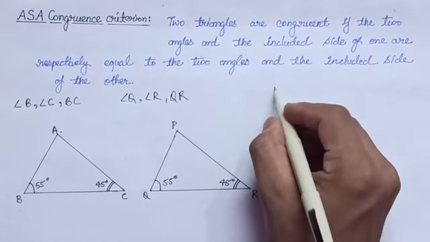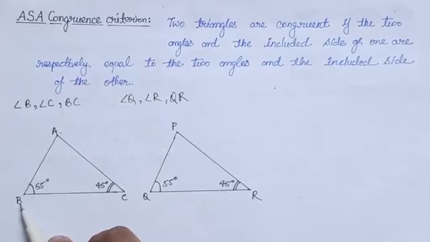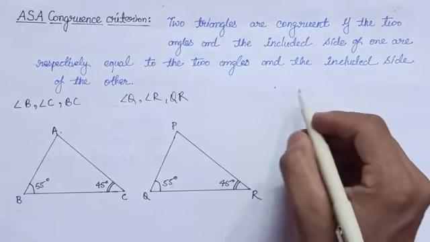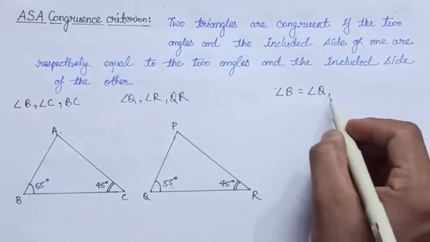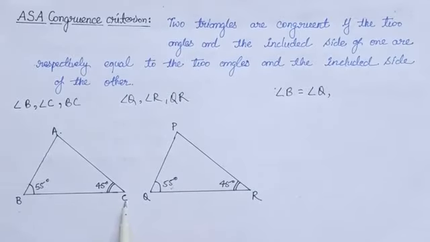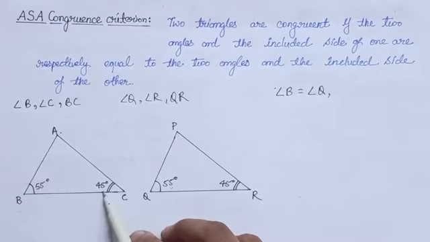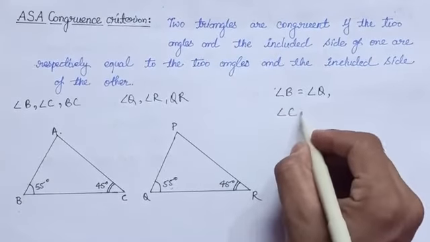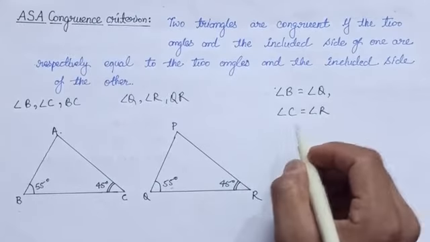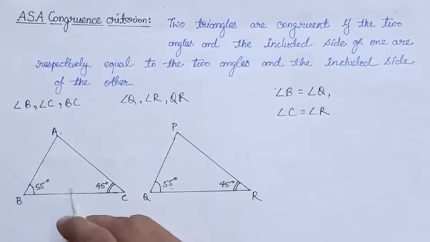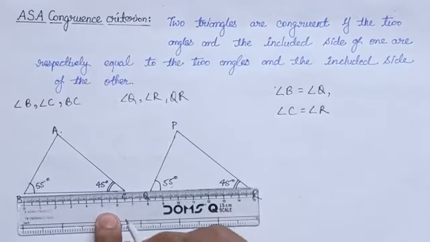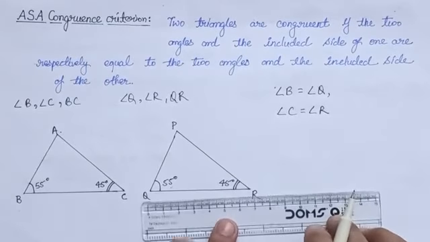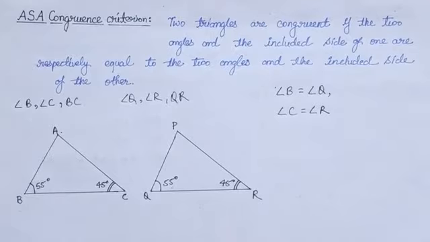So let us see in these two triangles. Here you can see that angle B and angle Q both are equal because they measure 55 degrees. So we can say angle B is equal to angle Q. In the same way, angle C is equal to angle R because both have the same measure, 45 degrees. So angle C is equal to angle R. And also here, if you measure the length of BC, you can see BC measures 6.5 centimeters and QR also measures 6.5 centimeters.